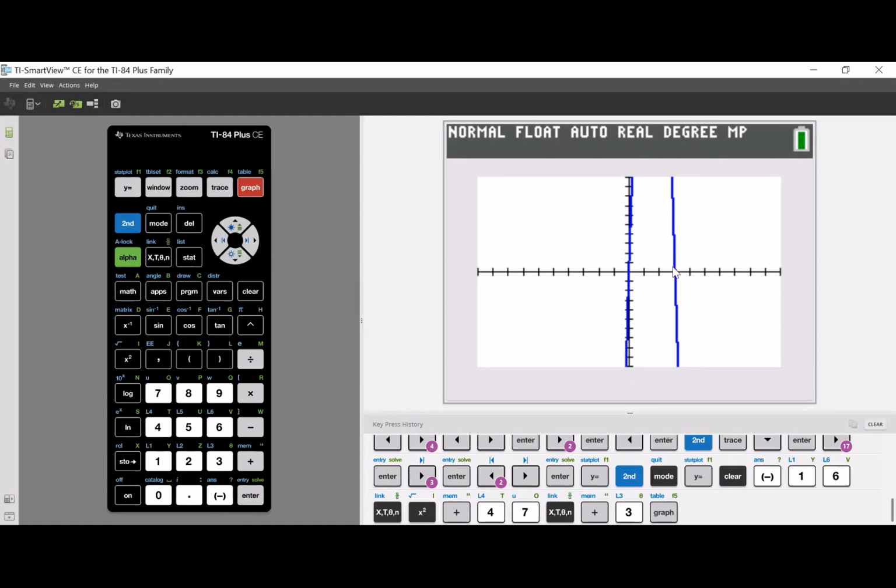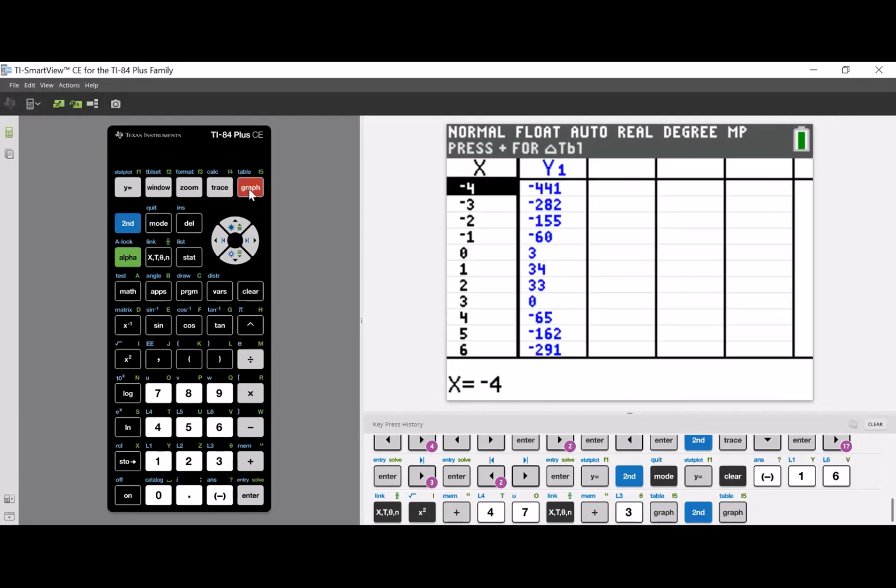I'm going to look at our table, so I'm going to hit second and table. And again, the solution is going to occur when y is equal to 0. So if I look at my y values, I see a 0, and that happens at 3. So that's going to be at 3 seconds. 3, 0. 3 seconds is when the ball comes back to the ground. So the ball is in the air for a total of 3 seconds.